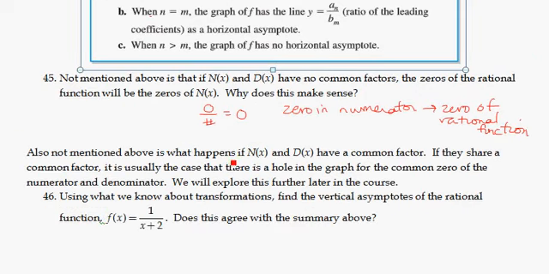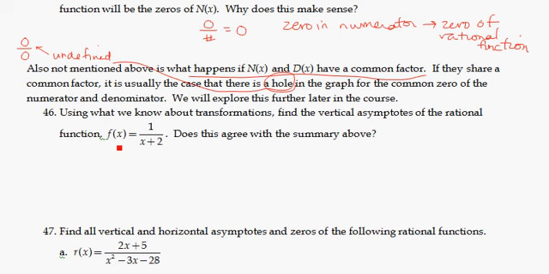But also not mentioned is, here I say if they have no common factors, but what happens if n of x and d of x have a common factor? If they share a common factor, that means there's some value where the numerator is 0 but simultaneously the denominator is 0. And this is an undefined expression. So that's usually going to lead to a hole in the graph. We will explore this later in the course, but I just want to plant that seed now that 0 divided by 0 is not 0. If the numerator is 0 but the denominator is not, then yes, that's a 0. But if the numerator and the denominator are both 0, we've got some sort of funny behavior happening.